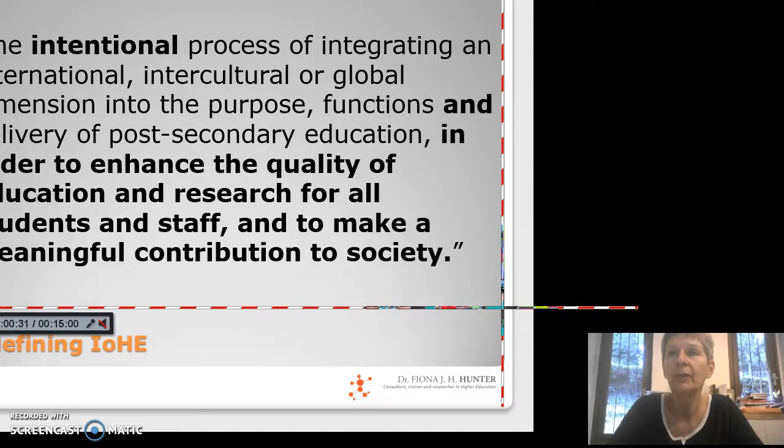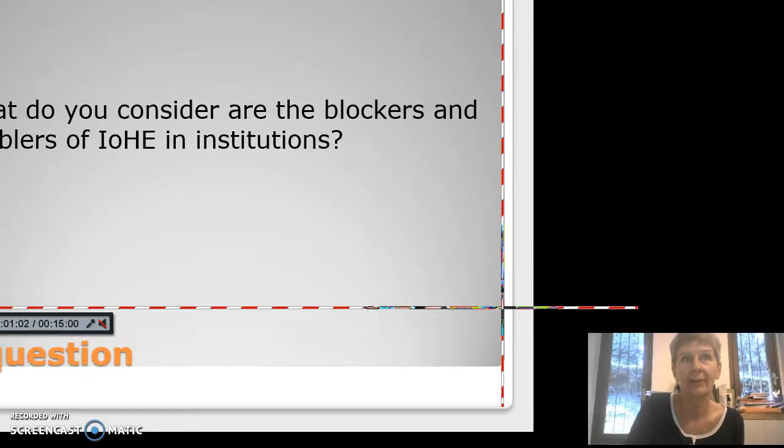This is the quote that you've seen several times, I believe, during the course of this particular module. I just wanted to highlight how this definition in particular highlights that internationalization is for all students and all staff. That is typically understood to be academic staff, but I would like you to think of it in the broader sense of all university staff, whether they are academic or administrative staff.